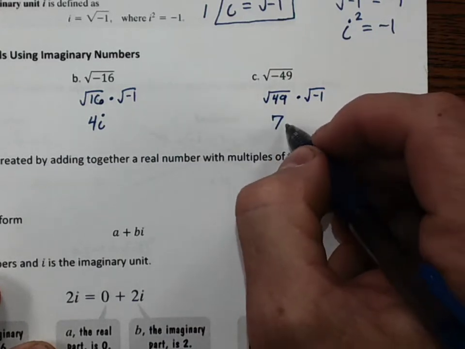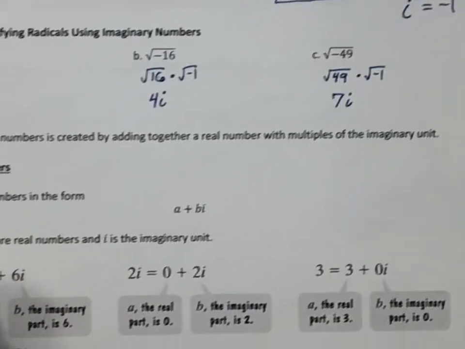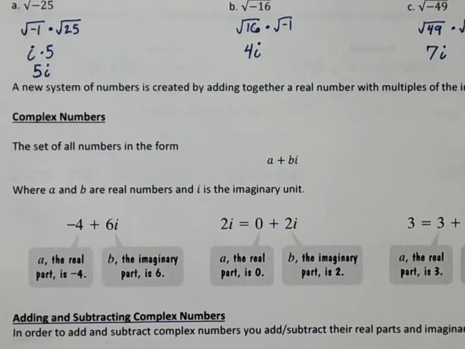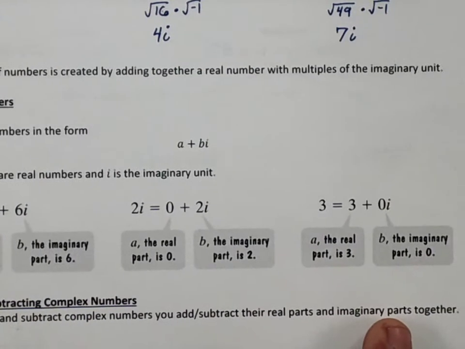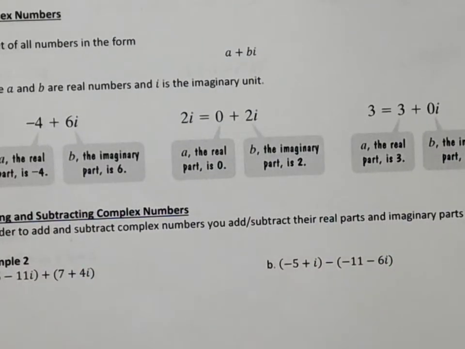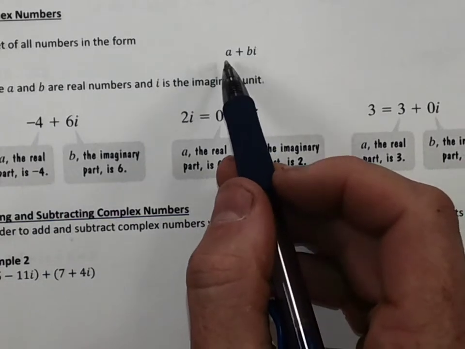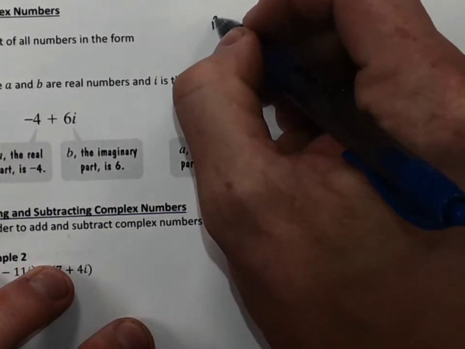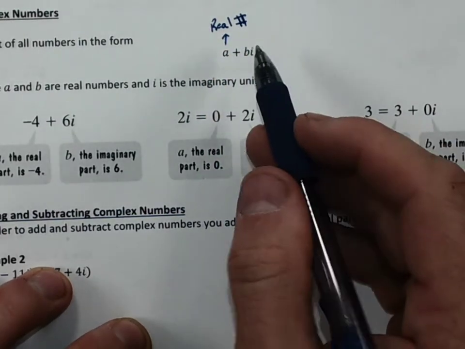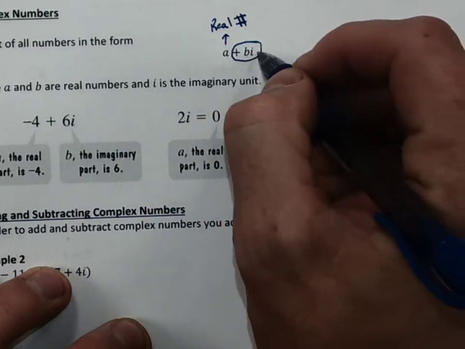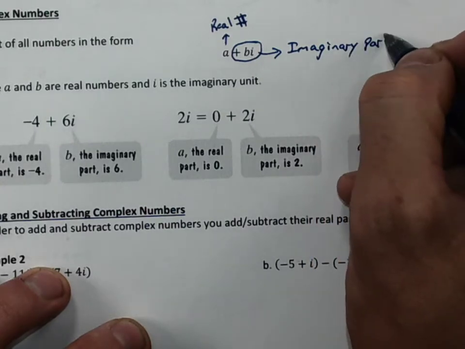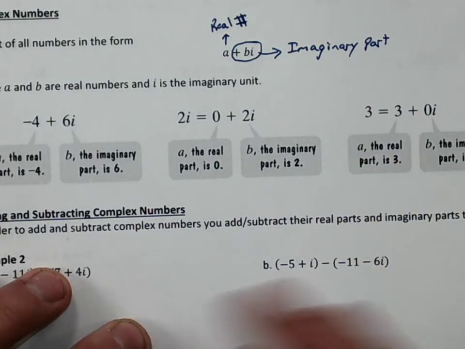And the square root of negative 1 is i. Now, a new system of numbers is created when we add together a real number with multiples of the imaginary unit. We can call this a plus bi, where the a is the real part. This is a real number. Okay? a is a real number. And the bi part, this whole part here, is the imaginary part of the complex number. The bi is the imaginary part.